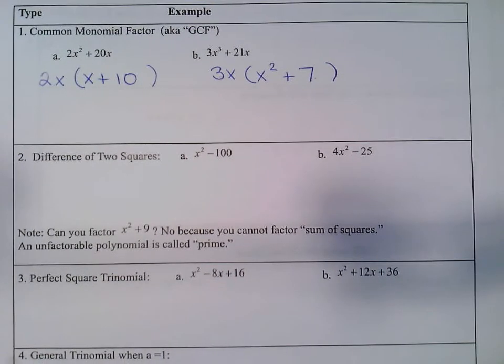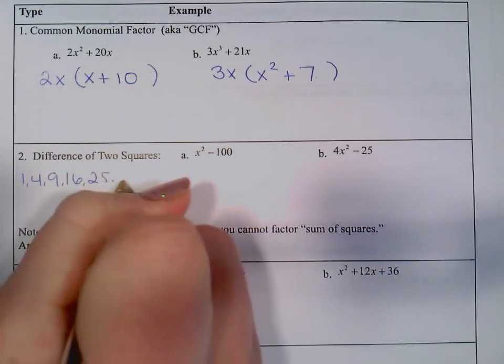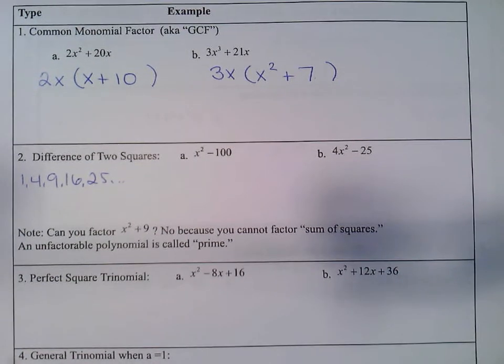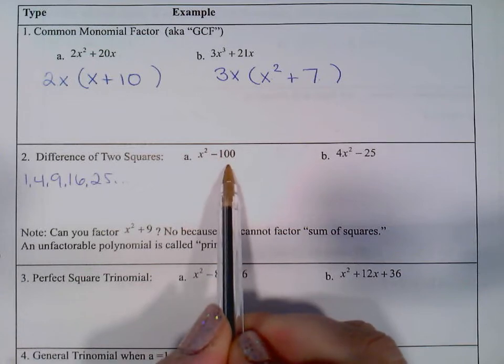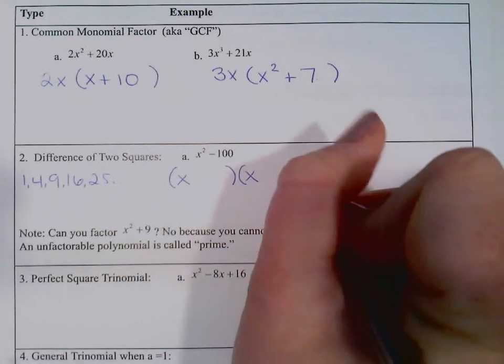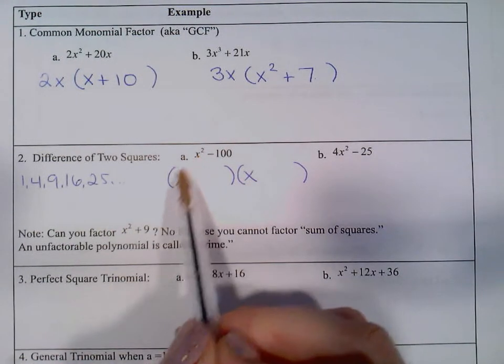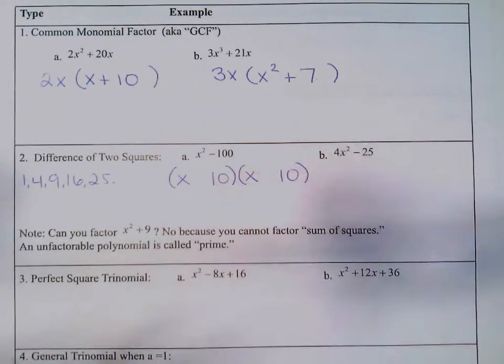Next is the difference of two squares. A perfect square is a number like 1, 4, 9, 16, 25. Those are perfect squares from geometry that you should recognize. So x squared is a perfect square and 100 is a perfect square. The pattern that you're going to factor these into is x plus a number, x minus a number. So I take the square root of x squared to get x times x. I take the square root of 100 to get 10 times 10.